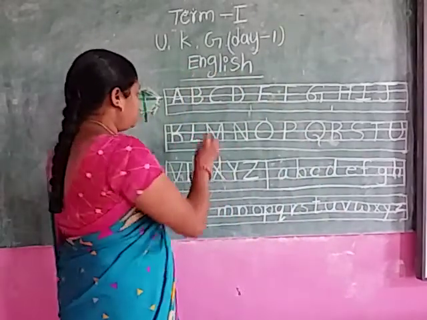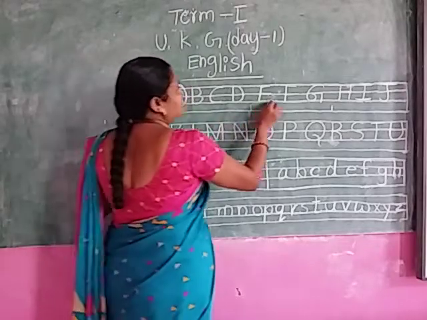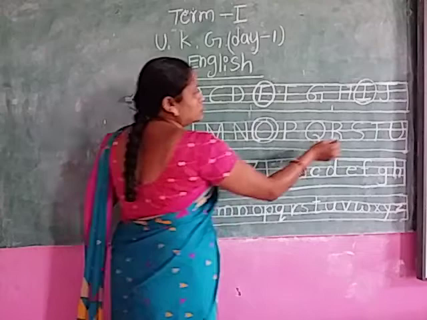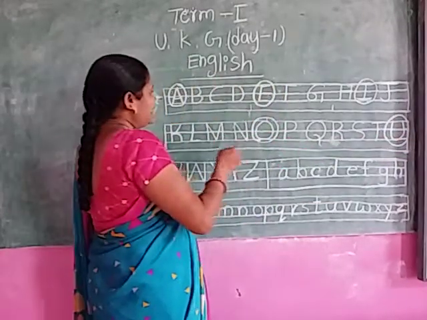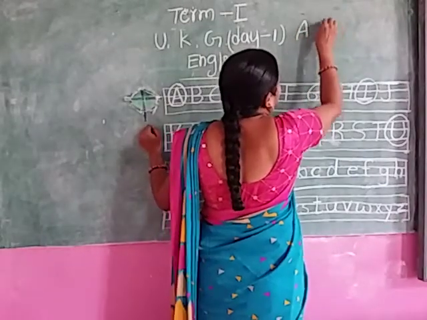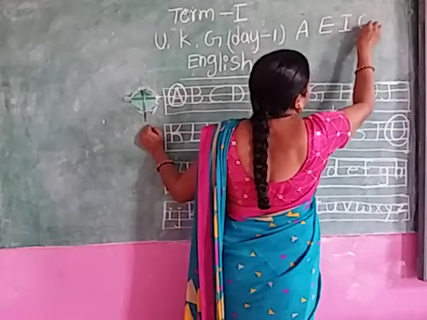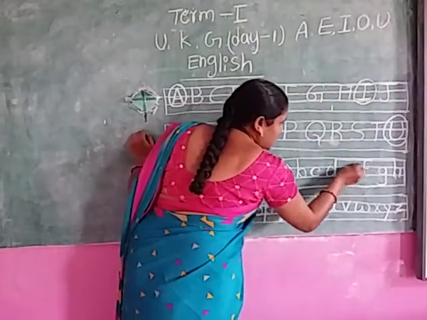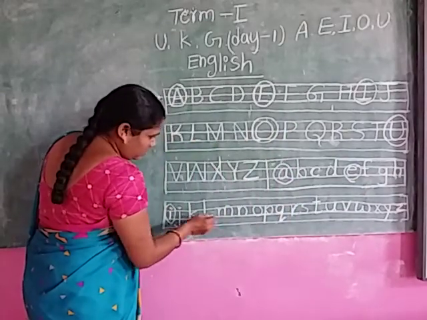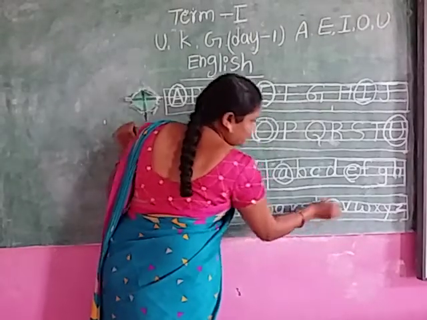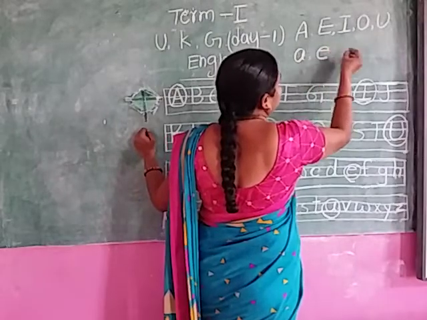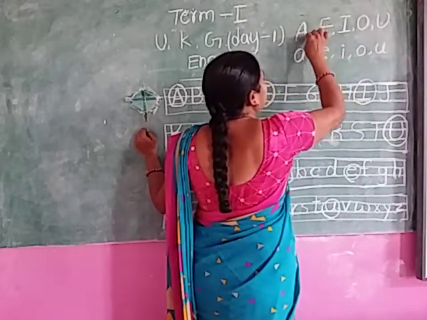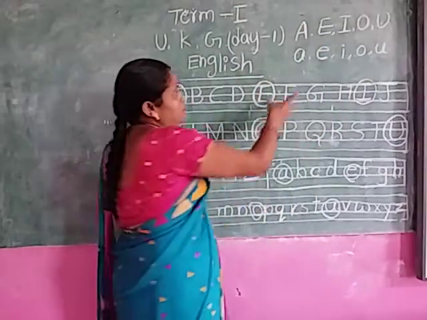Okay, in these, some letters I will circle now. See. A, E, I, O. Small a, small e, small i, small o. What are these, ma'am? These are called vowels. These five letters are called vowels.